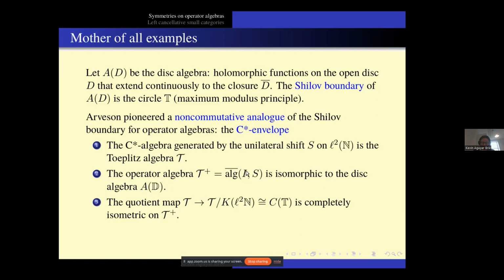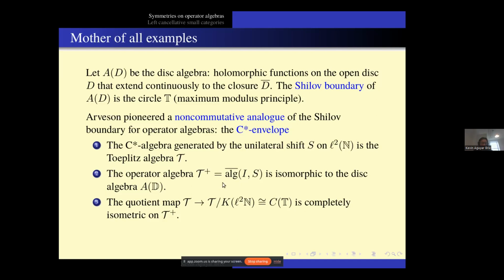So it's generated by the identity and S. Yes, S star. No, not S star. Okay. Only S, and then you complete it. Yes, exactly. Okay. So it's very important. That's exactly an important point.